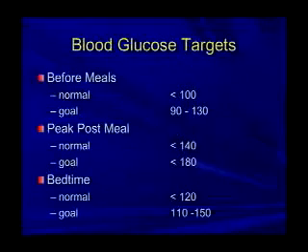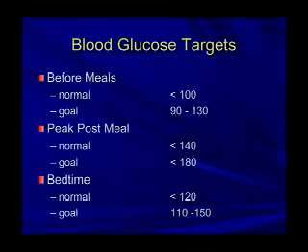Targets: normal sugar before meals is less than 100. We're hoping for a goal of 90 to 130. Post-meal, normal, non-diabetic is less than 140 at the highest point. It's not abnormal for someone to wake up in the 70s if they don't have diabetes, so they might go from 70 to 140 after a meal, a 70-point rise and fall.